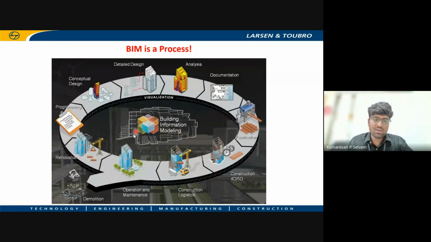Then later we are using BIM in operation and maintenance also, where the lighting, ventilation, everything is measured, and the sensors give the readings of the security system and everything. That is where BIM is used in operation and maintenance also. Later, in operation and maintenance, it also goes to renovation.